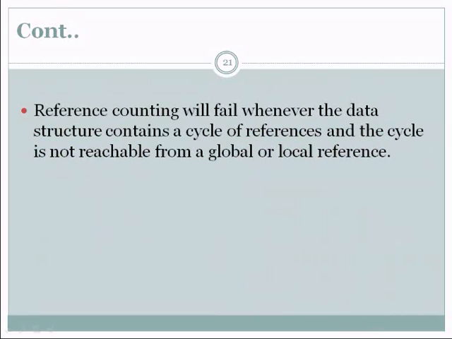Reference counting will fail whenever the data structure contains a cycle of references and the cycle is not reachable from a global or local reference.